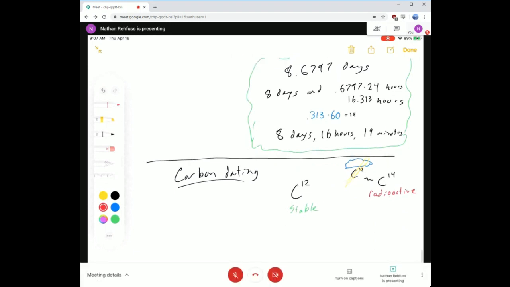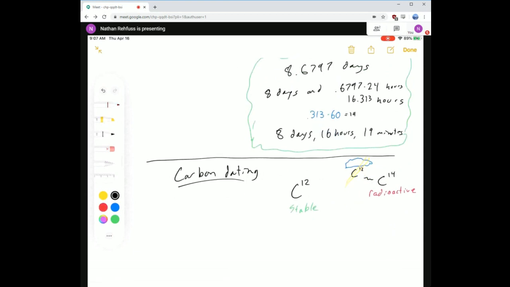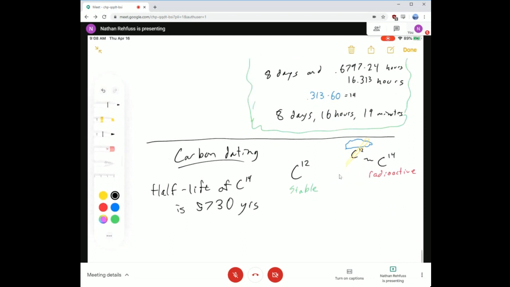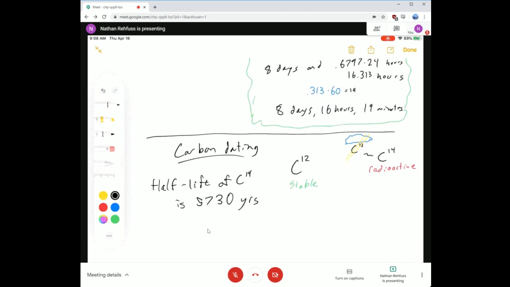So, since we know that the half-life of carbon-14 is a very, very predictable 5,730 years, I can use this cycle and the fact that living things exchange but dead things don't. I can use that to find out exactly how old these bones are.